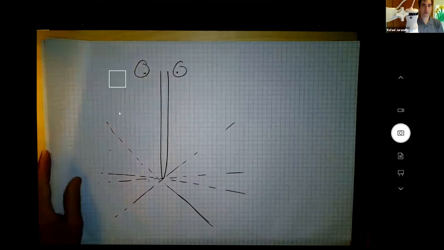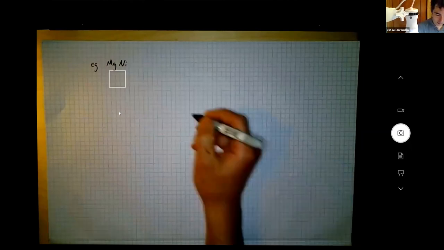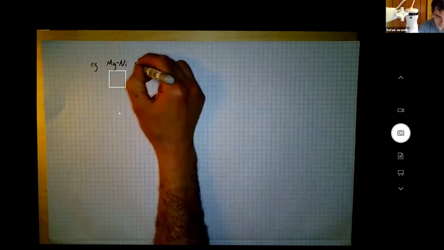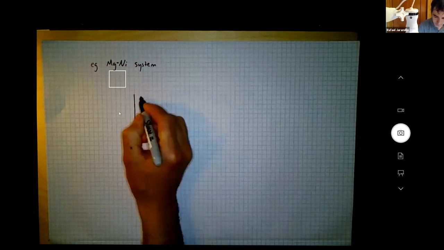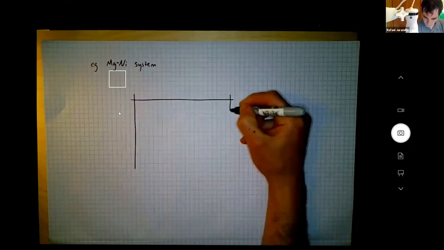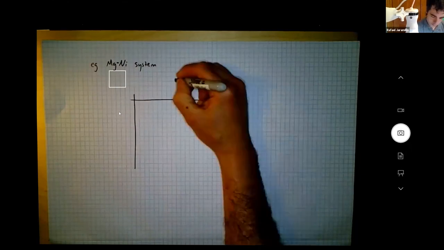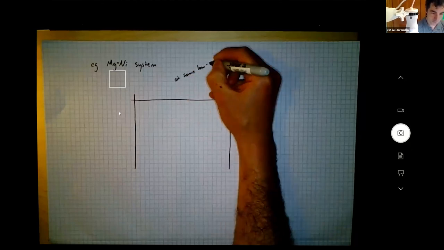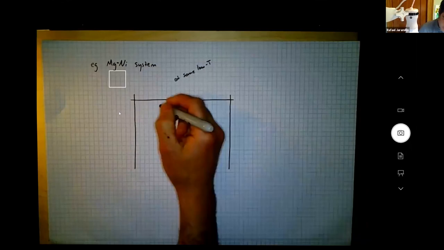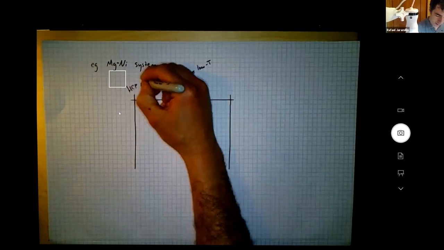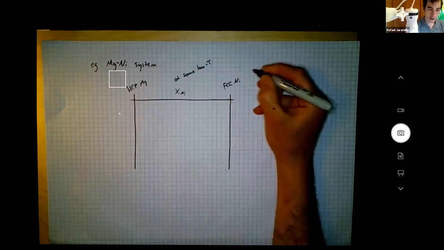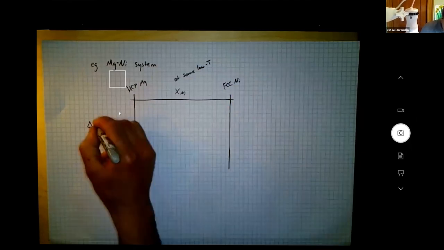So how would you draw the free energy composition diagram for the magnesium nickel phase? It would be drawn like this. The magnesium nickel system, for instance, at some low temperature. We have here, this is going to be X nickel. So here we have HCP magnesium on the left-hand side, FCC nickel on the right-hand side. This is going to be delta G, and here's zero.